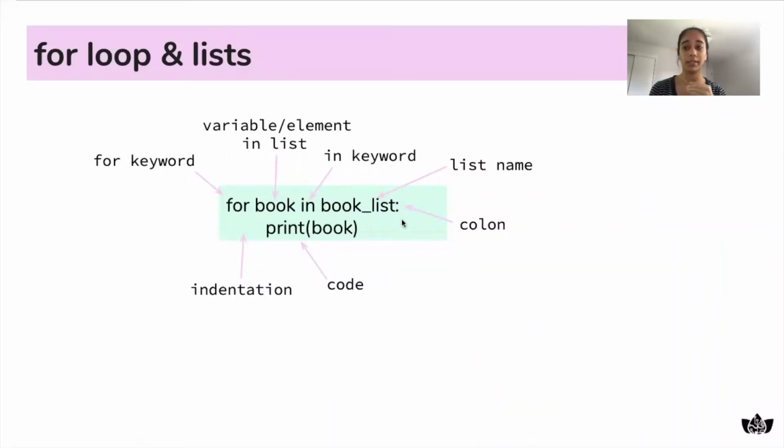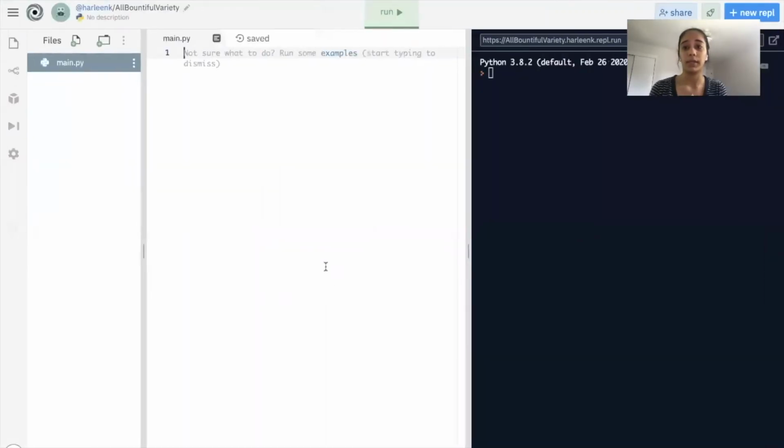The colon indicates that you want a for loop, and then you have the indentation, and here I'm just printing out every single book in my list. So that's a quick example of how for loops work. What you have to remember is to use the for keyword and the in keyword, and you should be good. This is just an example for a list, and we can look at a more complicated example in our code. So let's say we have a list.